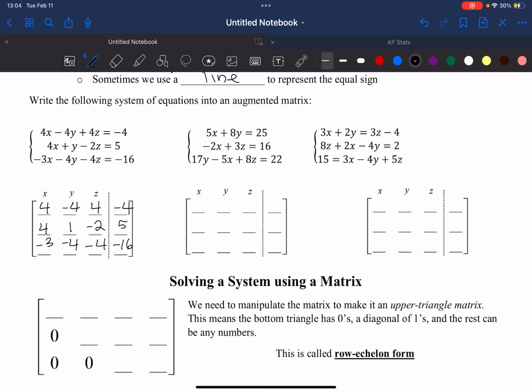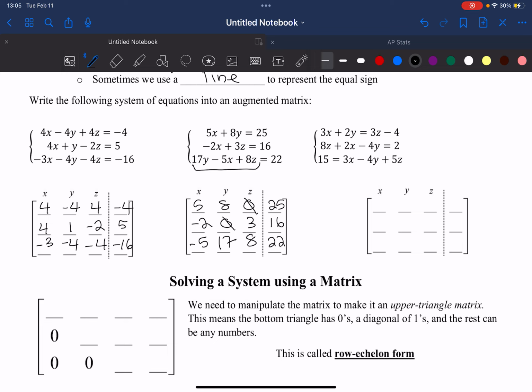For this one, notice we only have x and y. Since we don't have z, we assume z is 0. So this is 5, 8, 0, 25. Same thing here, -2, 0, 3, 16. And then notice this is out of order, so we need to do x first. So -5, then y, 17, then z, 8, then 22.